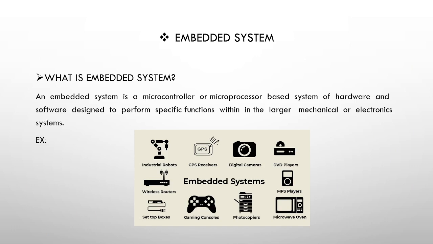Now moves to the embedded system. What is an embedded system? An embedded system is a microcontroller or microprocessor based system of hardware and software designed to perform a specific function within larger mechanical or electronic systems. There are various examples of embedded systems like industrial robots, GPS receivers, digital cameras, DVD players, MP3 players, microwave ovens, set-top boxes, wireless routers, and many more.